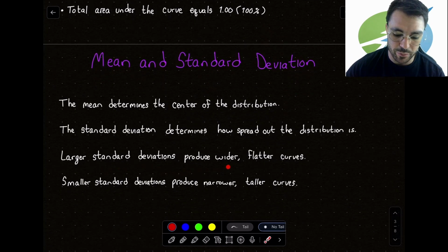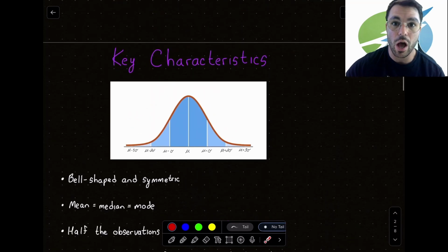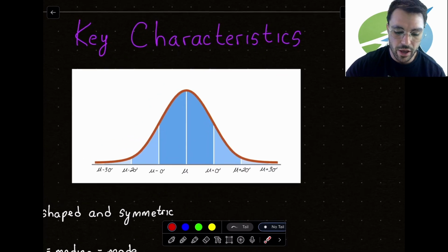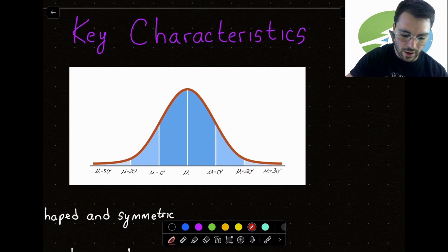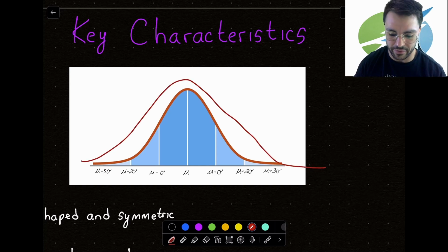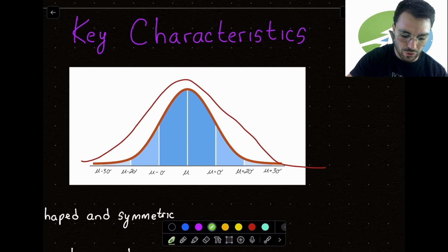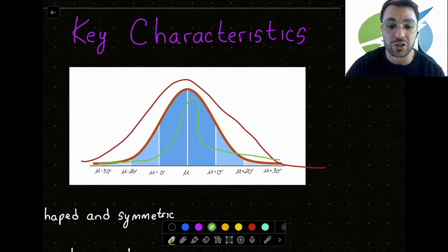Larger standard deviations produce wider, flatter curves, and a smaller standard deviation produces narrower, taller curves. So that means if our standard deviation has larger values, this thing will be wider and take a shape that looks more like this. That's a larger standard deviation. A smaller standard deviation will have it short, peaked, and narrow. That would be an example of a smaller standard deviation.